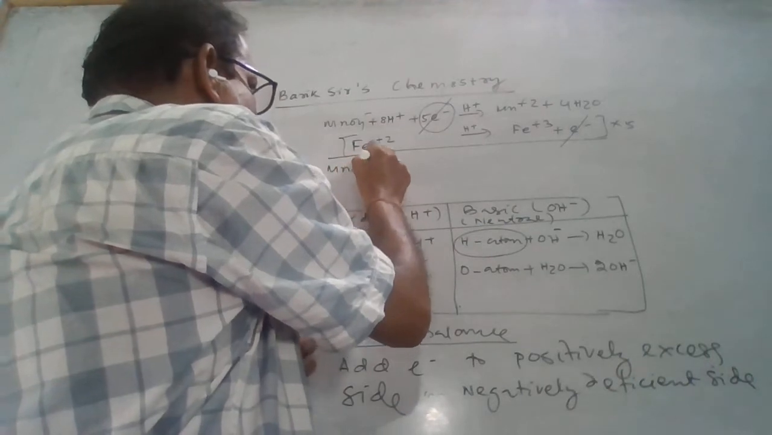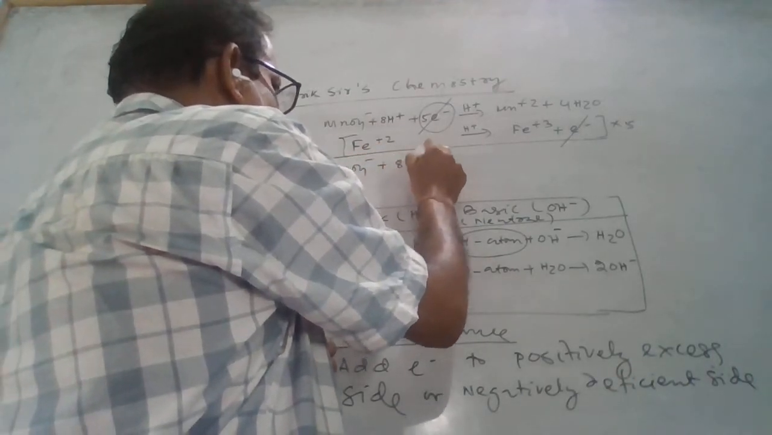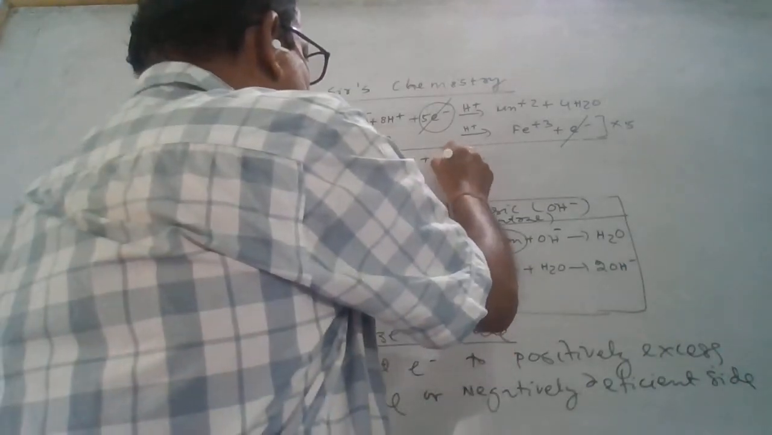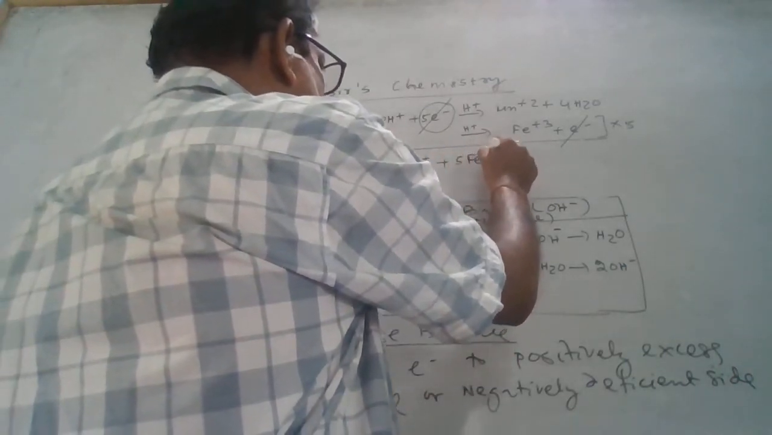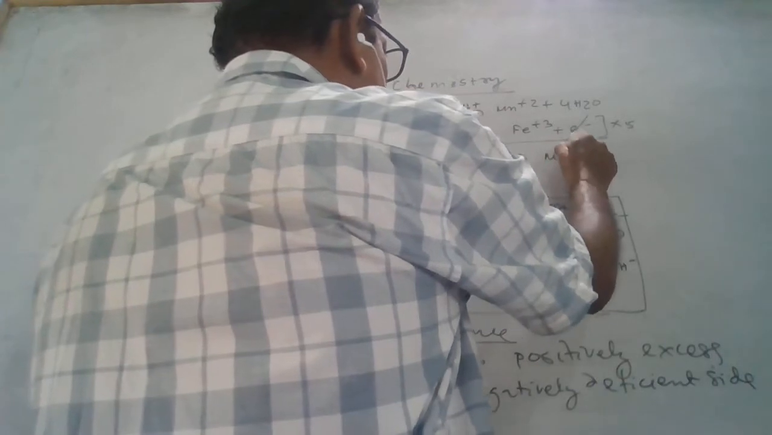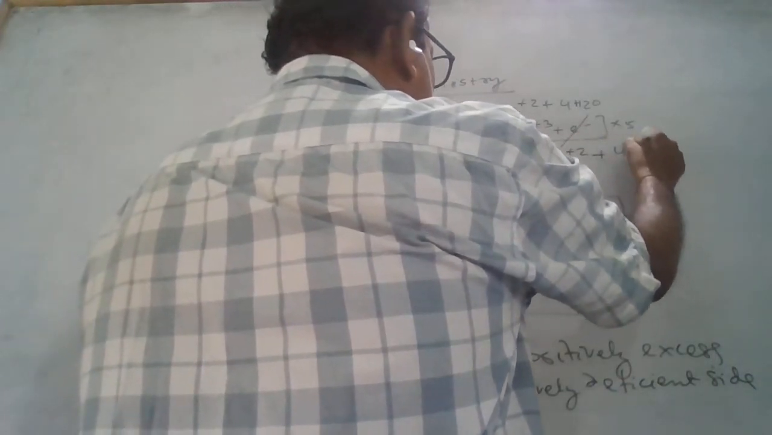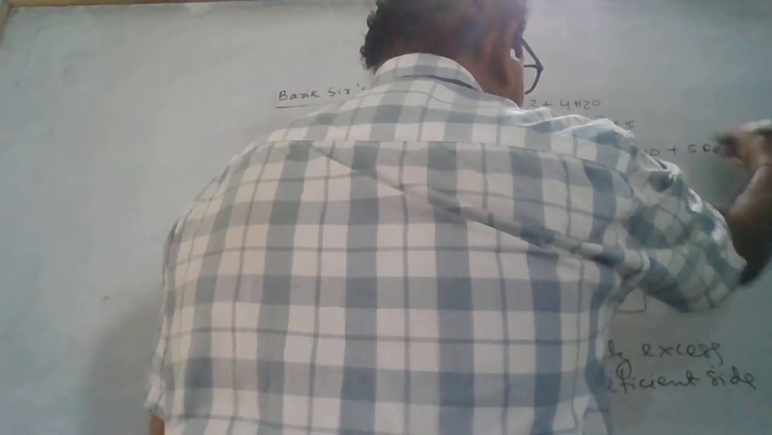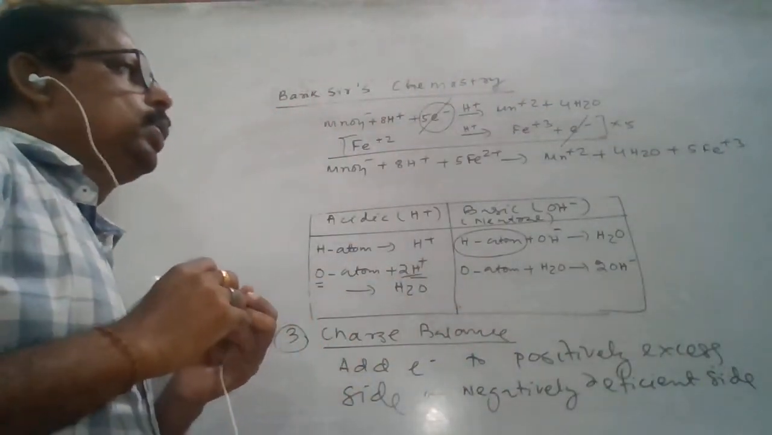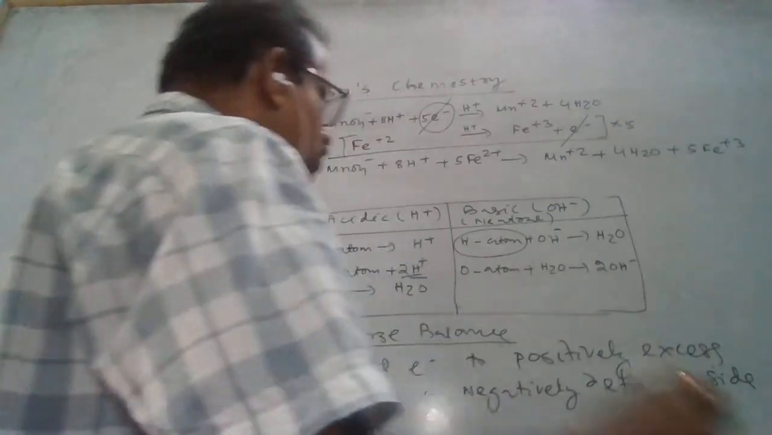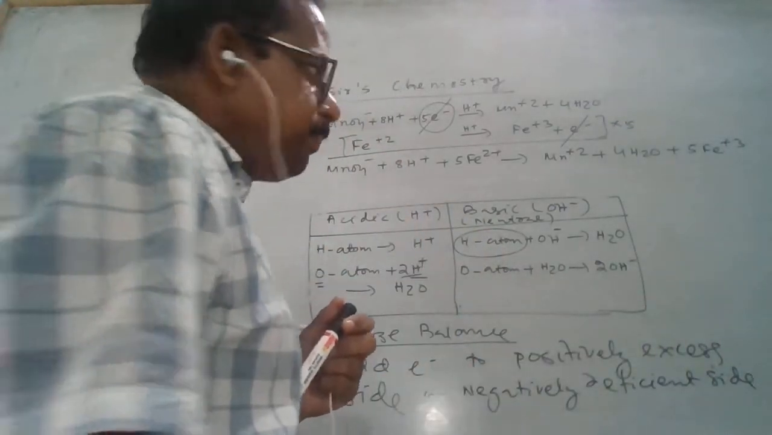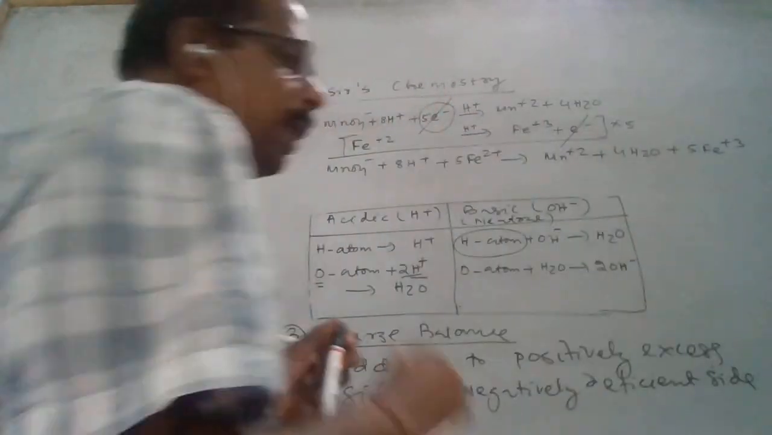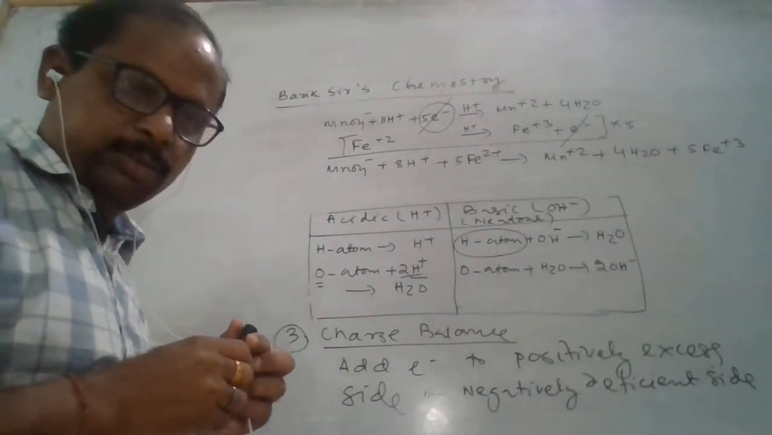So that is MnO4 minus, 8H plus. If anything can be cancelled on both sides, you can cancel it first. Then 5Fe2 plus is converted to Mn2 plus, 4H2O, plus 5Fe3 plus. So this way the equation balancing is completed. You see that is 8H plus, 5, plus 2; the balancing of the equation is completed.